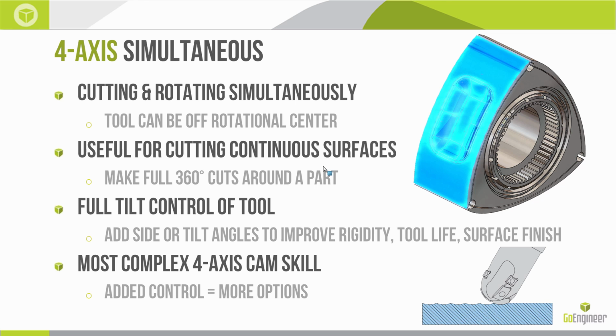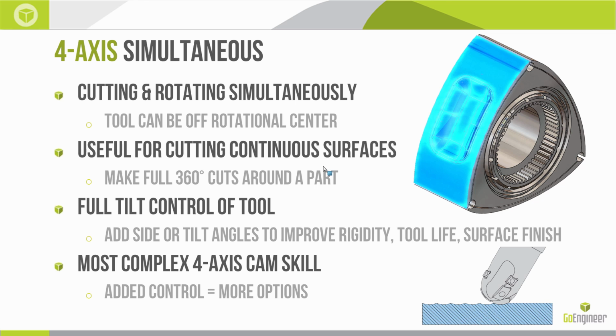We have full tilt control over the tool. This is important. This is something you don't have when you're using a wrap feature. We can add side or tilt angles to improve the rigidity of our tool, improve the tool life, reduce the cutting forces on our tool, and improve the surface finish.